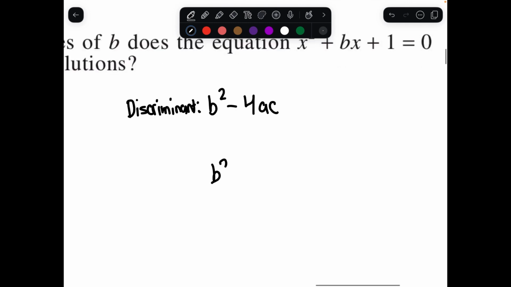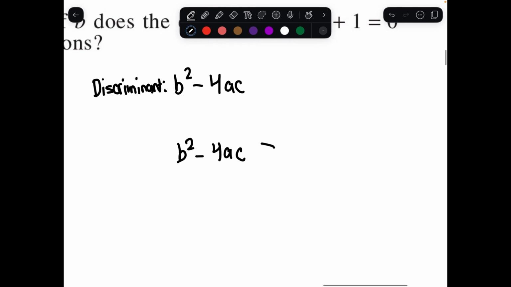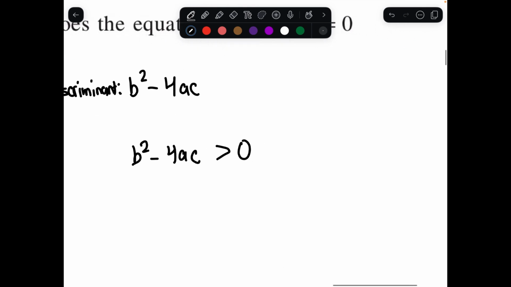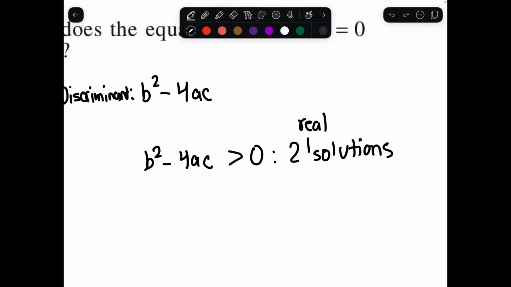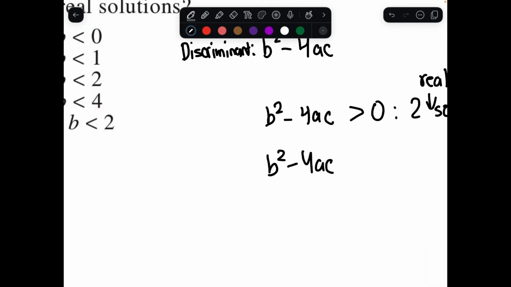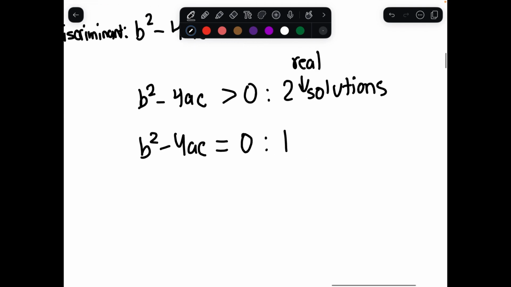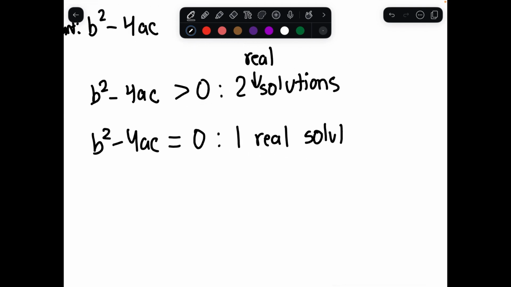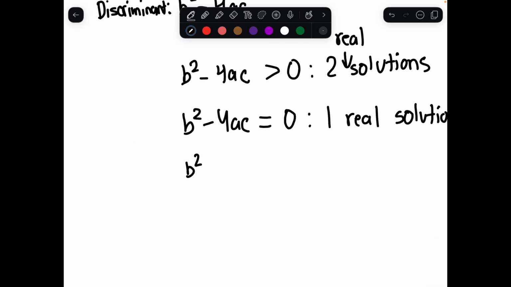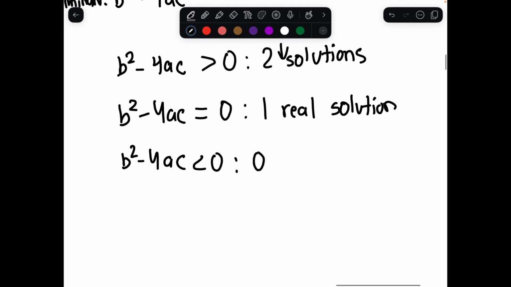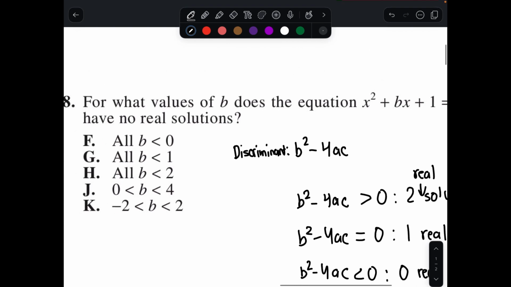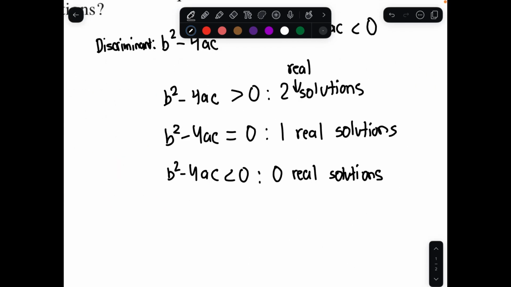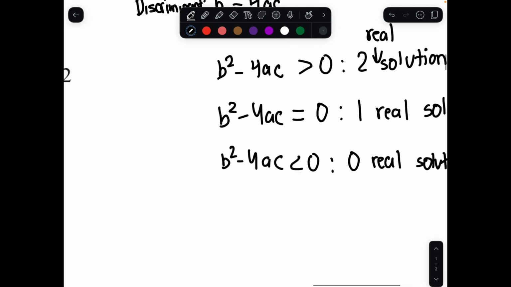If b squared minus 4ac is greater than 0, if your discriminant is greater than 0, then you have two real solutions. If b squared minus 4ac equals 0, then you have one real solution. And if b squared minus 4ac is less than 0, then you have 0 real solutions. So we are looking for no real solutions. Since we want no real solutions, we want the discriminant to be less than 0.